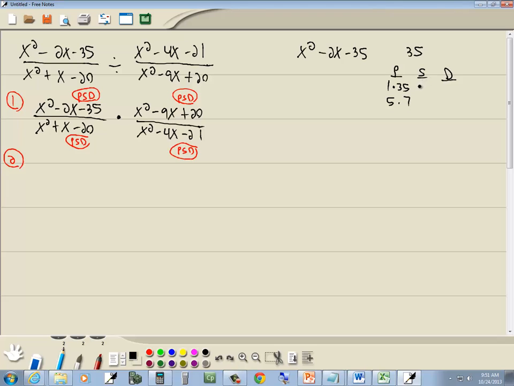The S for sum. We add these together. 1 plus 35 is 36. 5 plus 7 is 12. D for difference. Subtract smaller from larger. 35 minus 1 is 34. 7 minus 5 is 2. The number we're looking for is the number in our middle term, which is a 2, which is right here. So we're going to use 5 and 7.